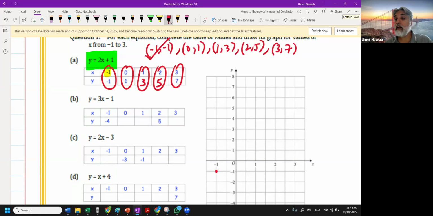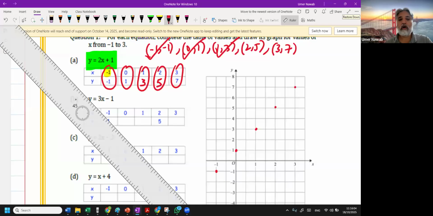Done. 0, 1. 0 means no right, no left, just one up. Put a dot. 1, 3. One right, 3 up. Put a dot. This is done. 2, 5. 2 right and 5 up. Put a dot. Then 3 right and 7 up.